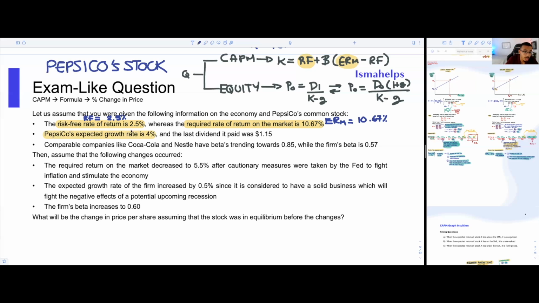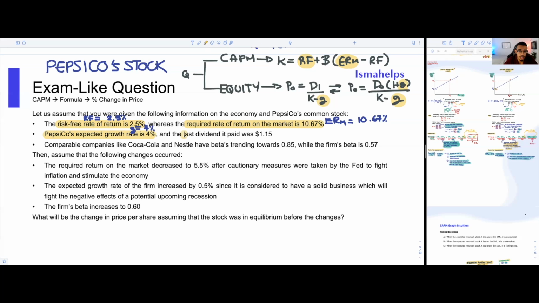And we know that the growth rate is equal to 4%. That's awesome too. Where do we have that? Well, hey, we have this right here in our equity valuation formula. So boom, now we're really in good shape. And we know that the last dividend that was paid was equal to 1.15, okay?